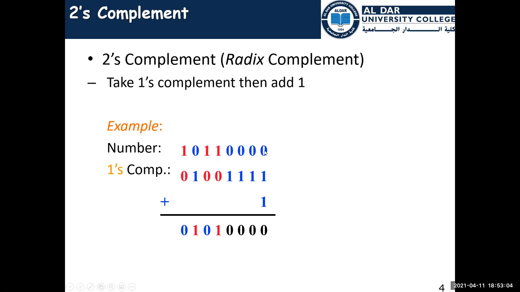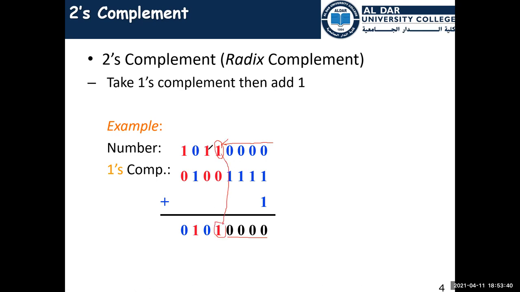We leave all the zeros; you leave the right-hand side zeros without any change, and keep the first one here, and then toggle. Toggle means convert 1 to 0, 0 to 1, 1 to 0. You understand this? Okay, let me repeat it again. We start from the right-hand side like that, looking at the zeros, and pass all of them, then stop here. I put all the zeros here, then the first 1, and also take the first one and put it here.